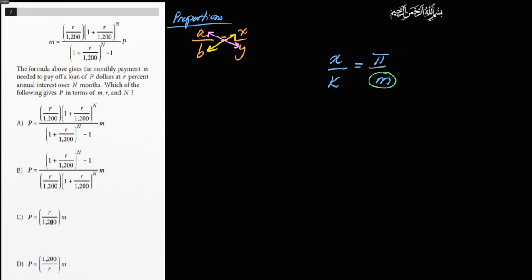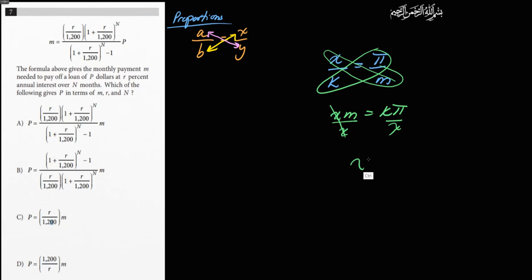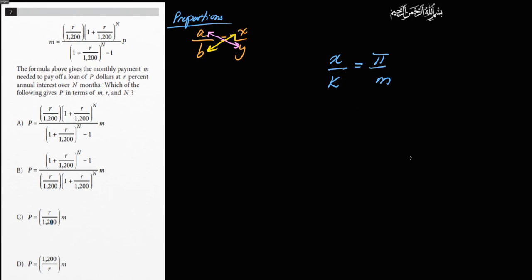You can do it many different ways. If you wanted to solve this for m, you can do cross multiplication, the butterfly or double cross method. Then you get xm equals k times pi, and you're solving for m. You can divide both sides by x, and then m is equal to k times pi over x. So that's one way to solve for m: cross multiply and solve for m that way.